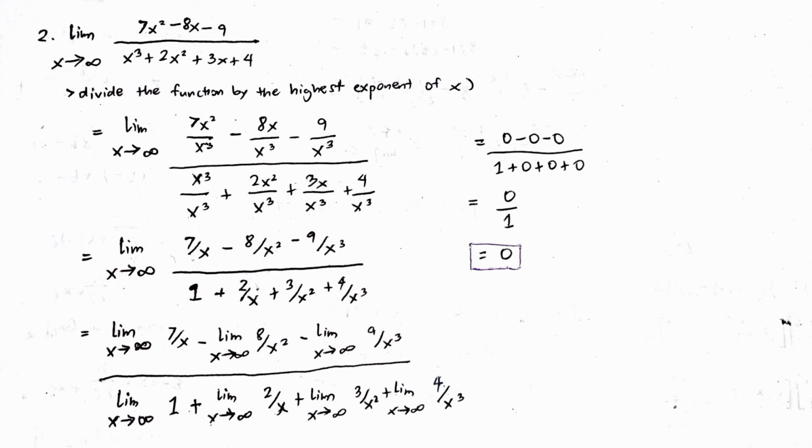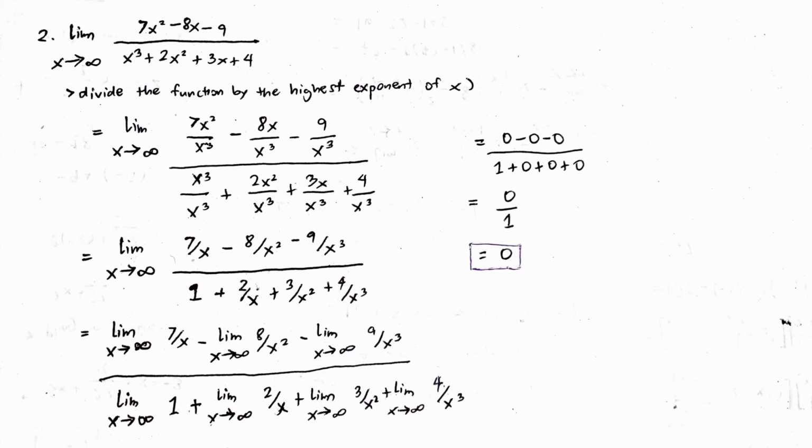And we now have the limit of 7 over x as x approaches infinity, minus the limit of 8 over x squared as x approaches infinity, minus the limit of 9 over x cubed as x approaches infinity, all over the limit of 1 as x approaches infinity, plus the limit of 2 over x as x approaches infinity, plus the limit of 3 over x squared as x approaches infinity, plus the limit of 4 over x cubed as x approaches infinity.